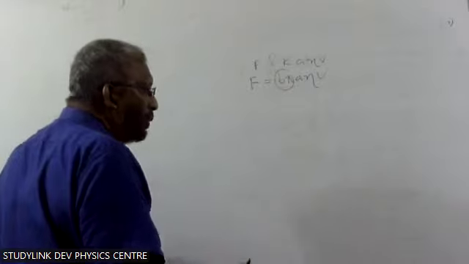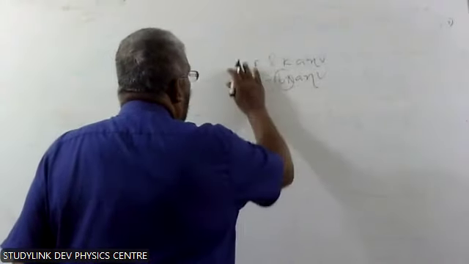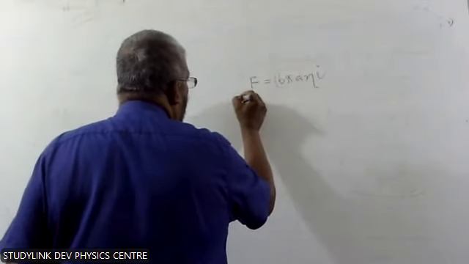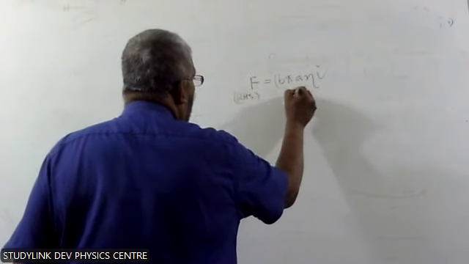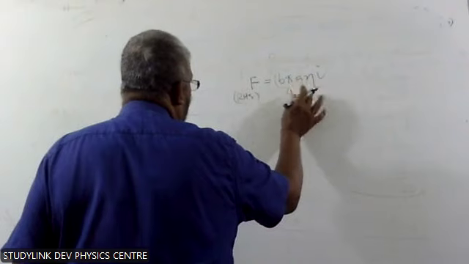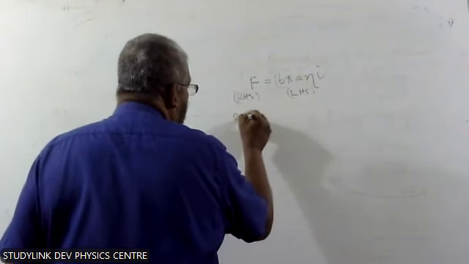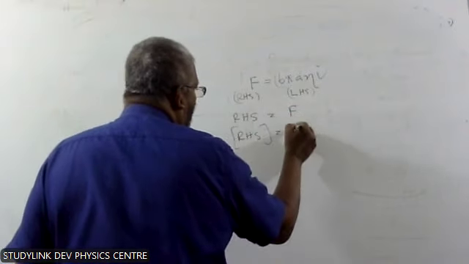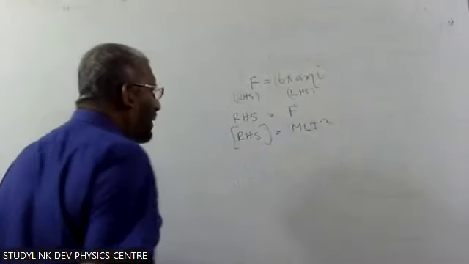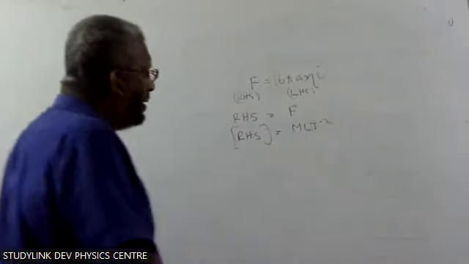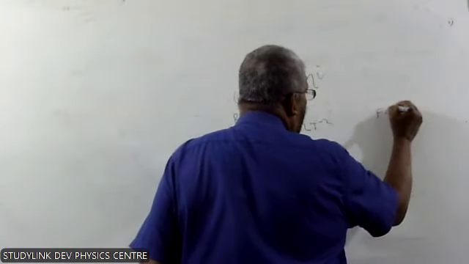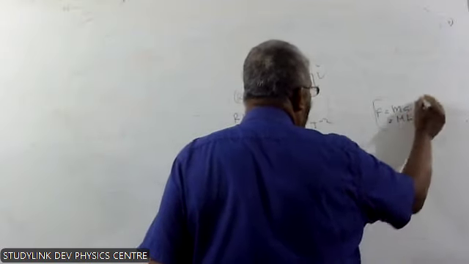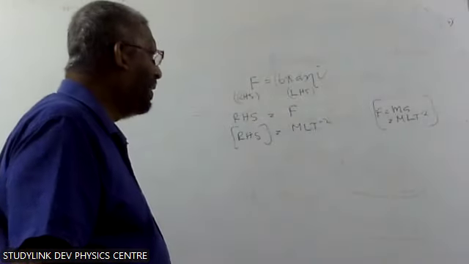In such a situation, you write like this. This is the right hand side, this is the left hand side. Remember, directly write the left hand side F. Dimensions: MLT minus 2. You can write like that. This is force. If you want, note it down like that: F equals MA, M is M, A is LT minus 2. It's better for you.